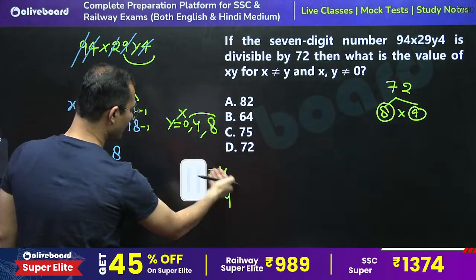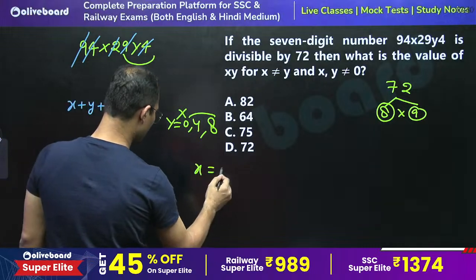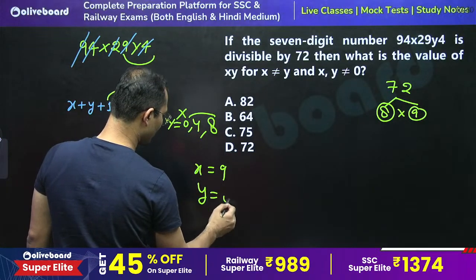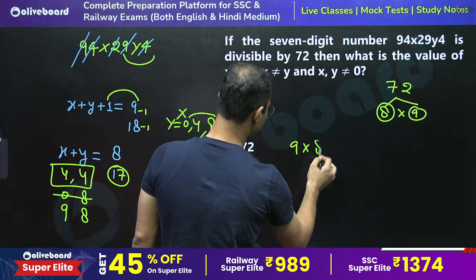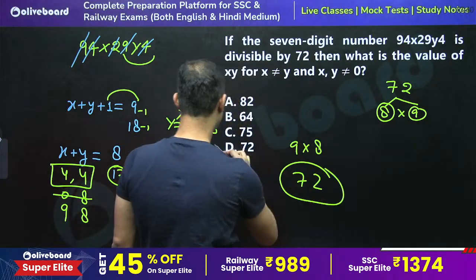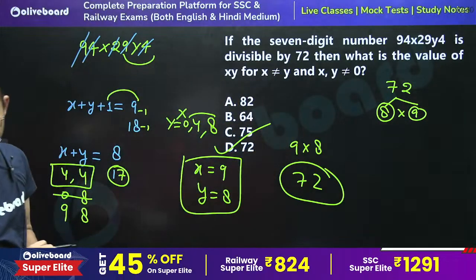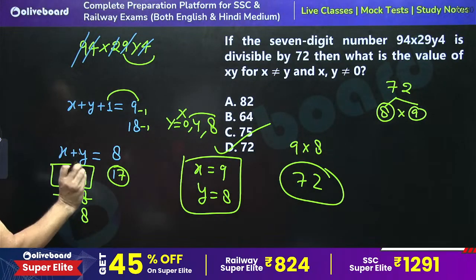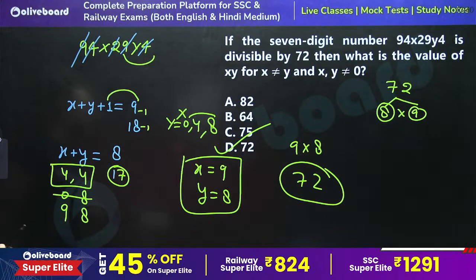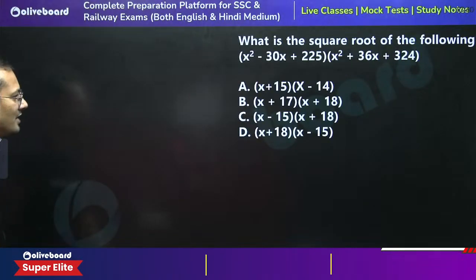So the next possibility is x is equal to 9 and y is equal to 8. So this is the possibility, okay? So we can say that 9 into 8, 72, is the right answer, yes. D part is the right answer. Very good question. Many students get confused, so you have to do this question with patience, right? So 72 is the right answer.